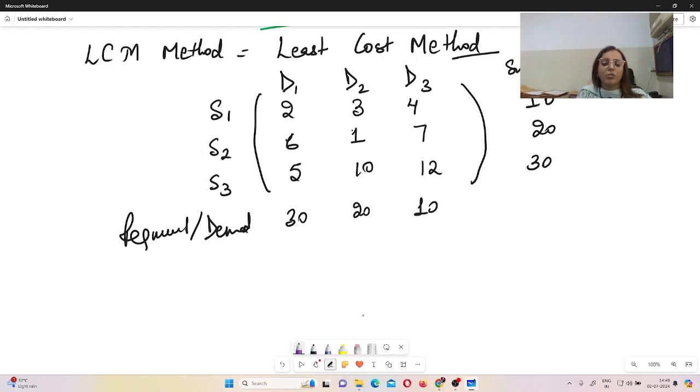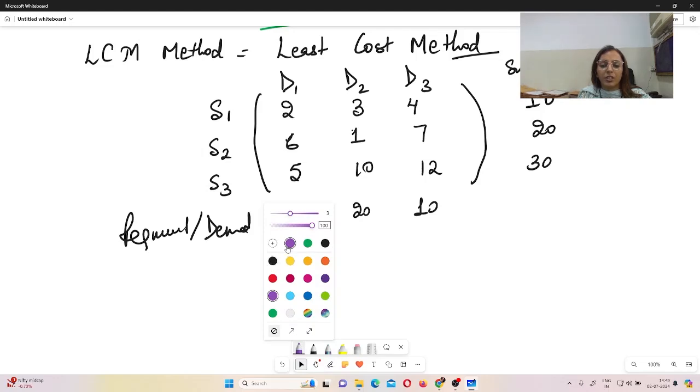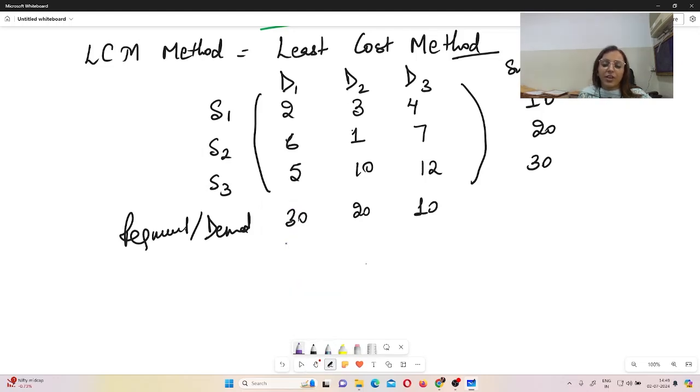Now you have to find the initial feasible solution with the help of the least cost method. So what do we have to do when we get this type of question? What will we do first of all? Tell me in the chat box. Yes, we have to find out whether the question is balanced or not.